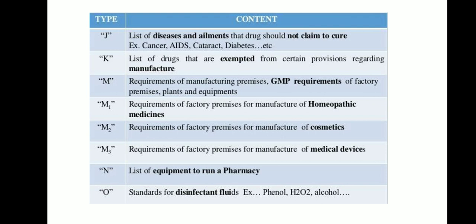M, M1, M2, M3. M for GMP for allopathic medicine. Then the requirements for manufacturing premises, GMP requirement of factory premises, plants and equipment. M1 for homeopathic medicine, M2 for cosmetics, M3 for medical devices. Then Schedule N represents the list of equipment to run a pharmacy, the minimum number of equipment. That is the list of equipment to run a pharmacy, N.